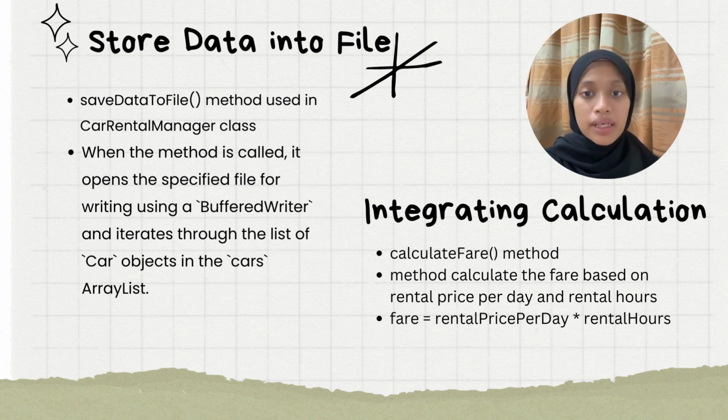Each field is separated by a comma, and the data for each car is written on a new line into the file. This way, each line in the file corresponds to a specific car's information. After writing all the car details to the file, the buffer writer must be flushed to ensure that all buffered data is written to the file immediately. Flushing is necessary to prevent data loss in case of unexpected program termination. Finally, the buffer writer is closed using the close method, which releases any system resources associated with it.